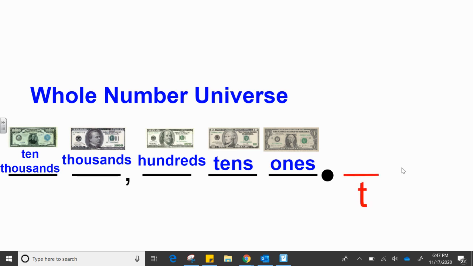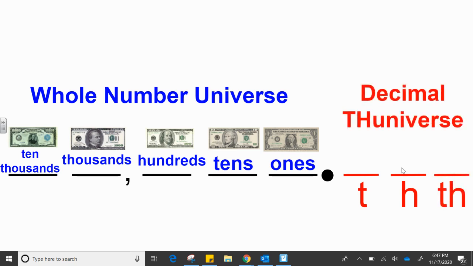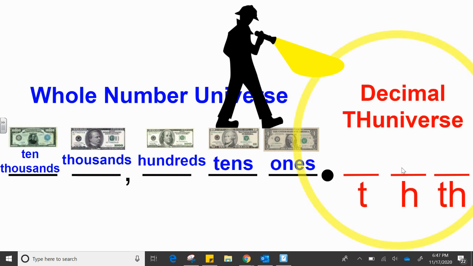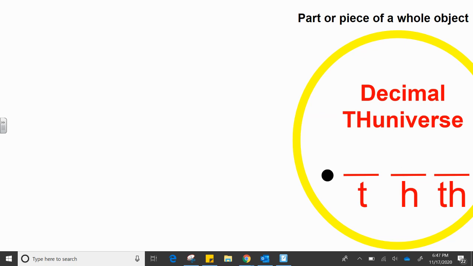We know we have our tenths, hundredths, thousandths, and this is our decimal Thuniverse, and that's what we're going to be exploring a little bit more today. The decimal Thuniverse simply represents something less than one whole object. It's a part or a piece of a whole object.